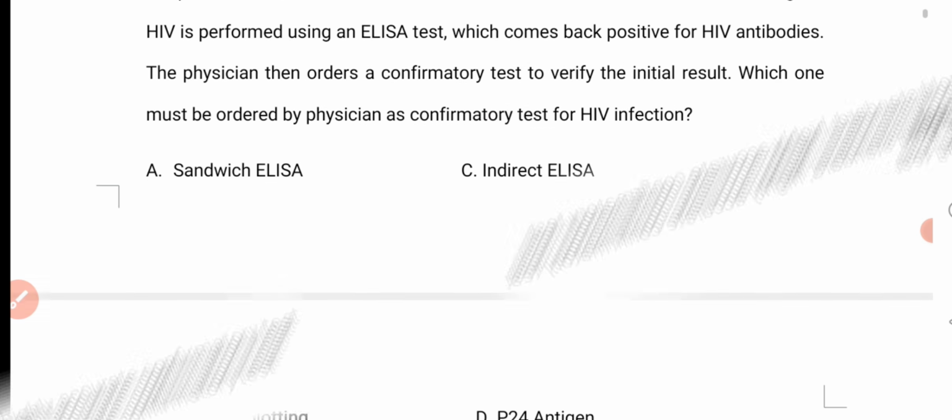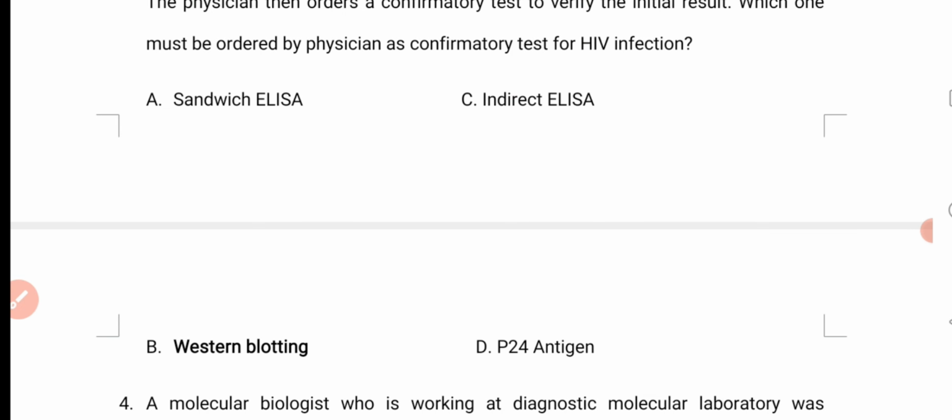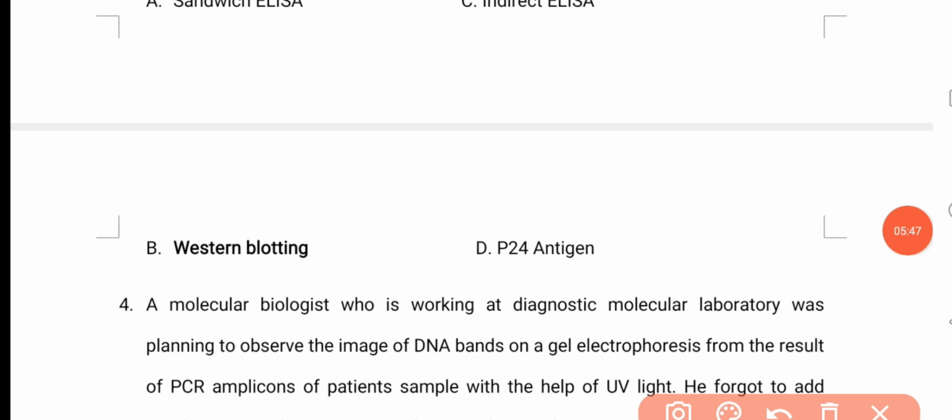As you know, Western blotting is the most recommended confirmatory test to verify an initial positive HIV screening test. The antibodies were screened and the result has been positive. For verification of the initial positive, which is not the final diagnosis, the Western blot will be utilized as the confirmatory test. So the correct answer will be B, Western blotting.